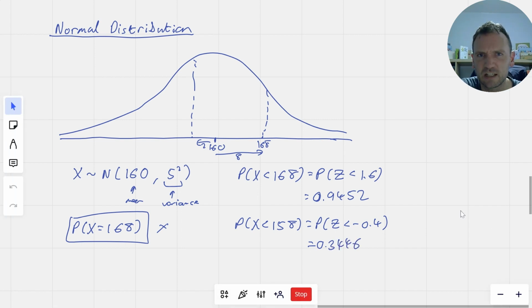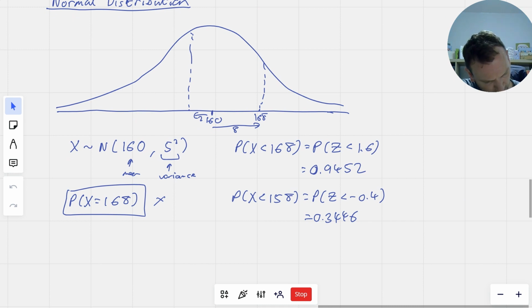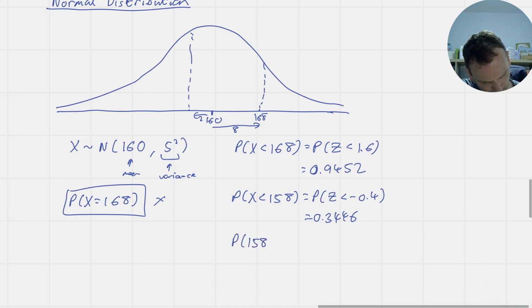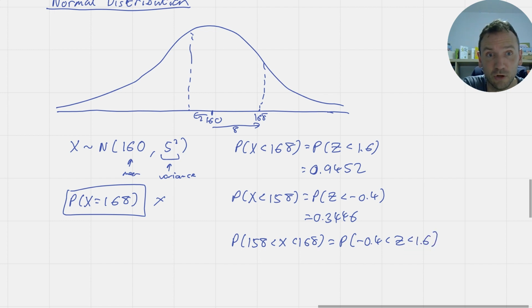The final probability calculation I want to look at is what if you're asked for something between the two. So what if you're asked between 158 and 168? You've got a choice here. You can either convert it to z and say this is negative 0.4 less than z less than 1.6, and put in your lower as negative 0.4 and your upper as 1.6. If you'd already got the answers above, you could have just done the probability is less than 1.6, subtract the probability is less than negative 0.4. But it's probably quicker to put in your lower as negative 0.4, your upper as 1.6, and it'll give you your answer straight away. So if we want to calculate probabilities, then we're absolutely fine.